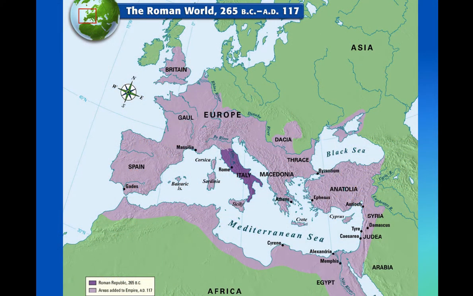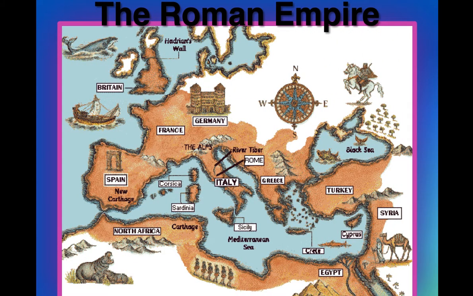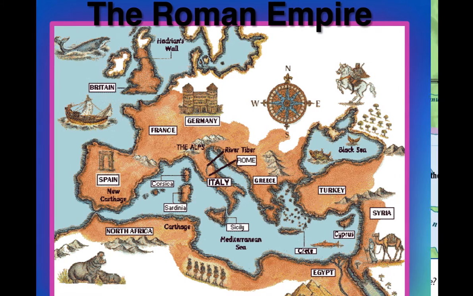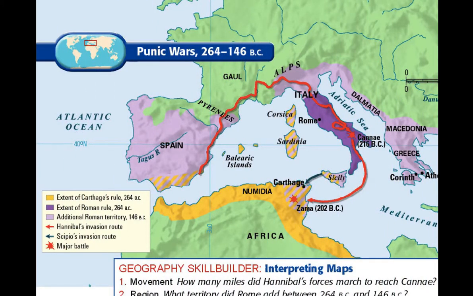So here's the Roman world in 265 BC and then 117 AD. So the Roman Empire, another picture. And these are the pictures of the Punic Wars. Carthage, as you can see, was down in about the middle of the map, and was totally destroyed by Rome.